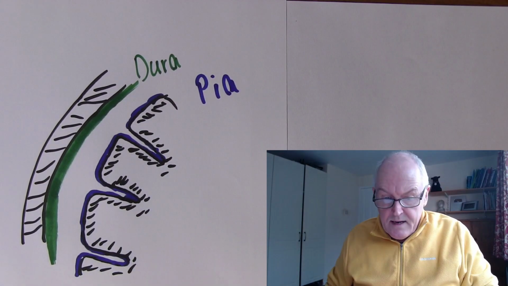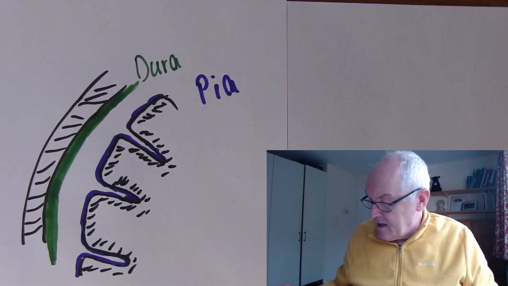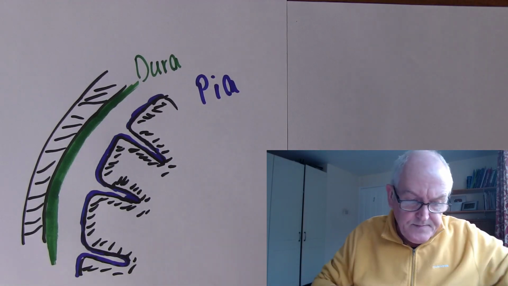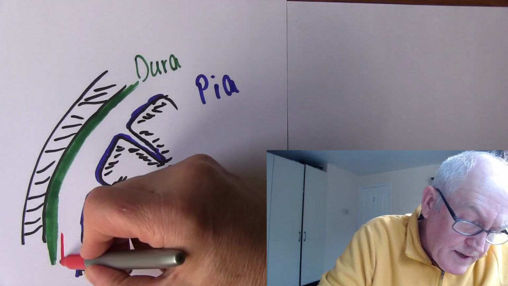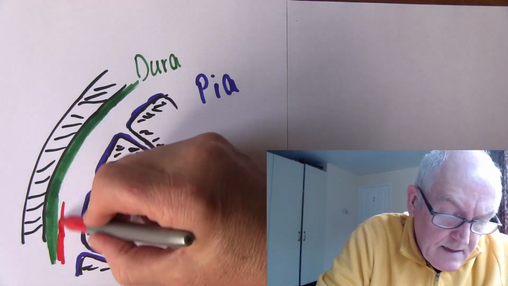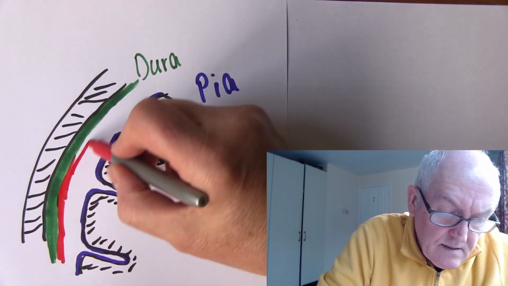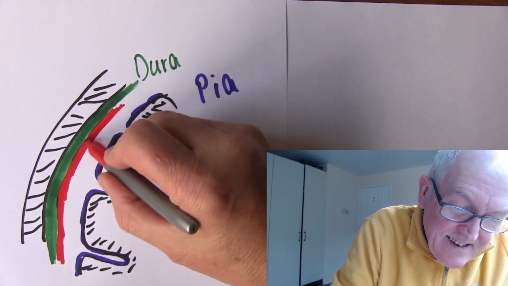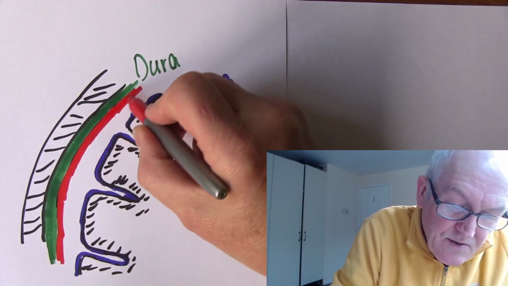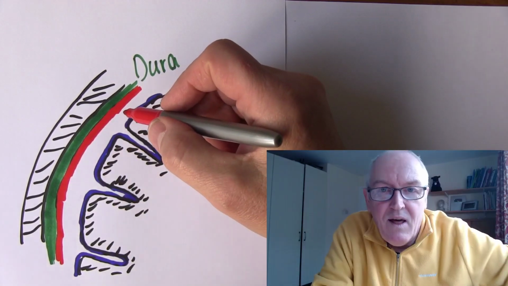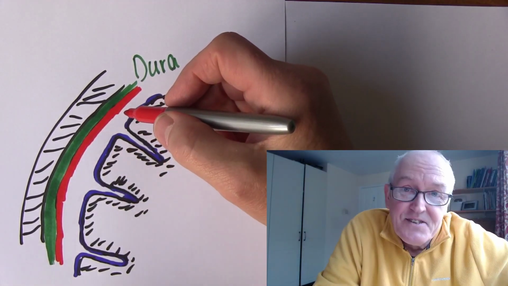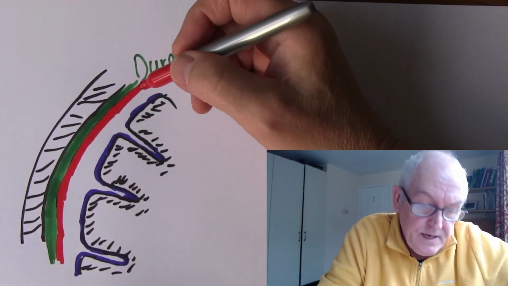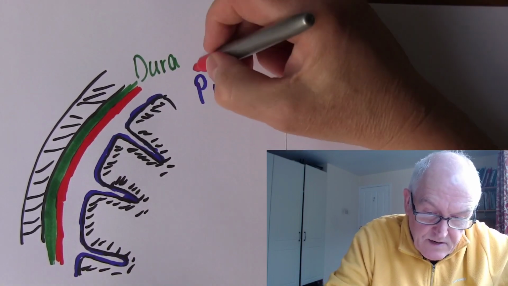Right. Now, immediately under the dura is the layer called the arachnoid mater. An arachnoid's a spider, isn't it? So when anatomists first looked at this, they thought, oh, this layer looks web-like. And it does. So we'll call it a spider-like membrane, the arachnoid mater. So this is the arachnoid.